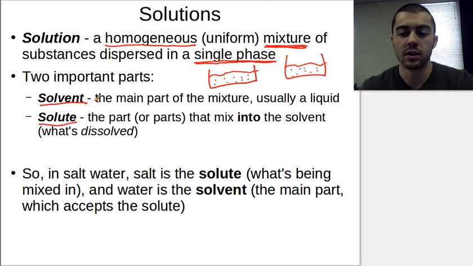So the two important parts of a solution are the solvent and the solute. So the solvent is usually a liquid that takes the solute into it, takes the stuff that we're mixing in. So the main part of the mixture, so in this case water would be the solvent, and it's usually a liquid. There are other types of solutions, like ones that are all gases or a gas mixed into liquid, but usually the solvent is going to be a liquid. So the solute is what gets mixed into the solvent.